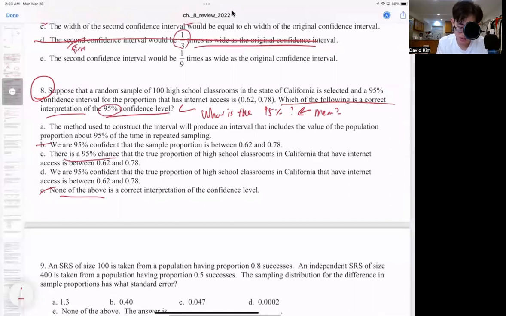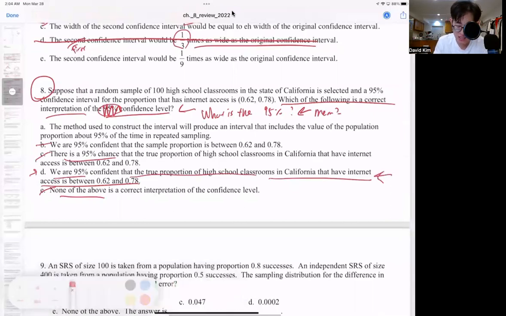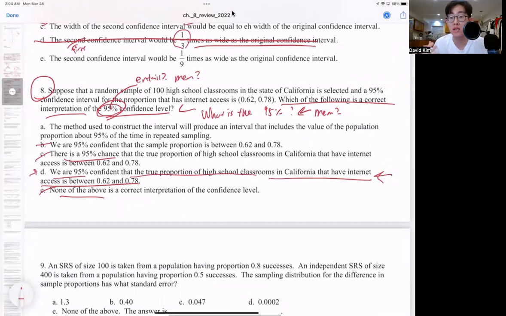There's a 95% chance. We usually start with a template that says we are 95% confident that the true proportion of high school classrooms in California that have internet access is between this and that. Now, if they said that, what is the correct interpretation of the confidence interval? That's when you say D. Now, I know that may sound weird, but when they say, what does this 95% entail? What does this mean? How does the 95% have an effect? Yes, it means that we are 95% confident that this interval would capture it, but that's really talking about the interval itself, not the 95%. So the correct answer here is A.